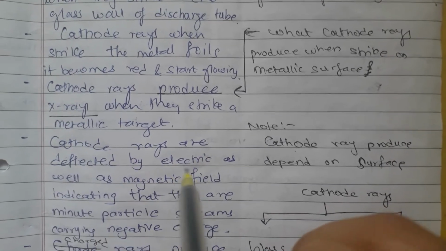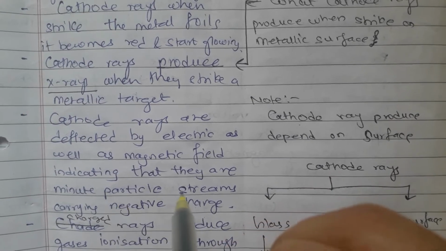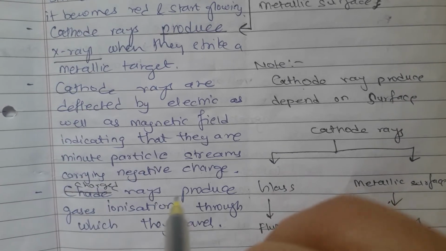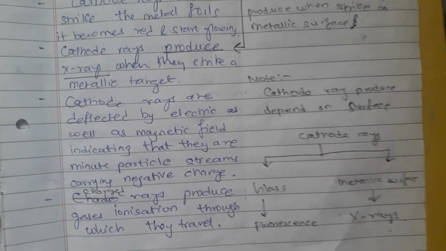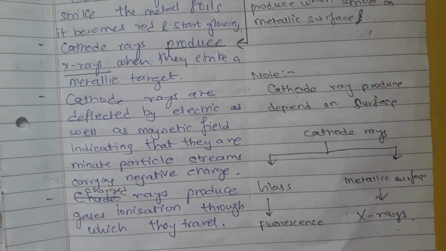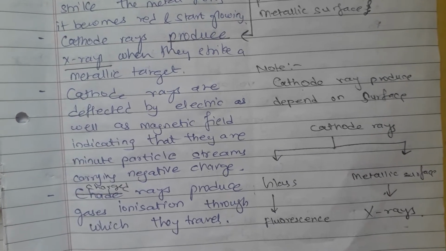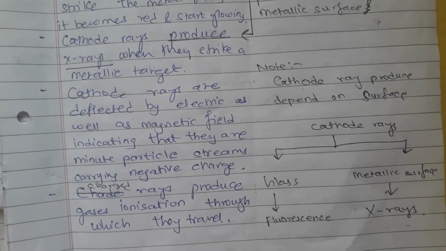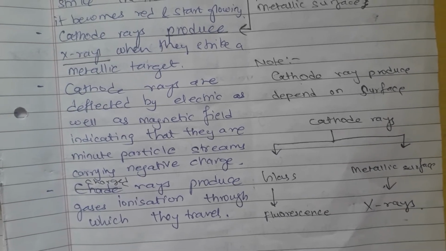Cathode rays are deflected by electric as well as magnetic fields, indicating that they are streams of minute particles carrying negative charge. They also produce ionization of the gases through which they travel. Cathode rays are easily deflected by electric and magnetic fields, which means there is some charge on the particles in these rays, and it would be negative charge.